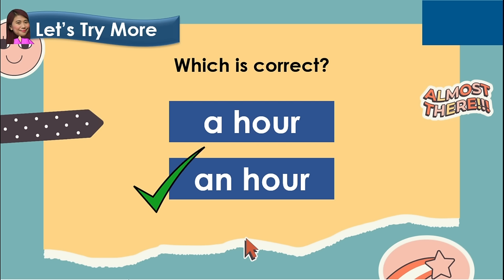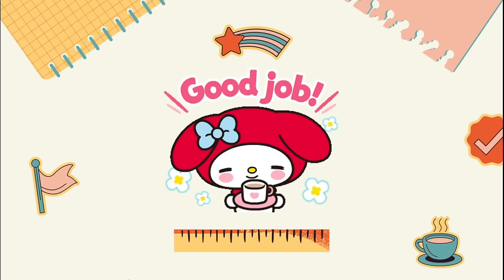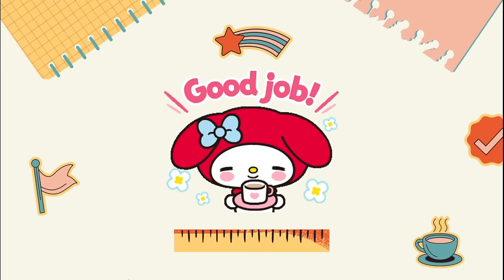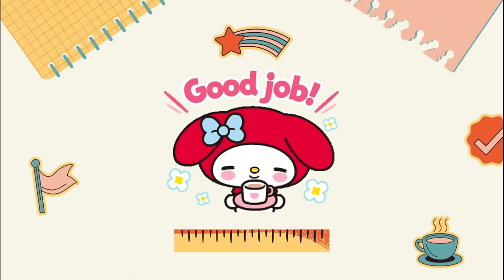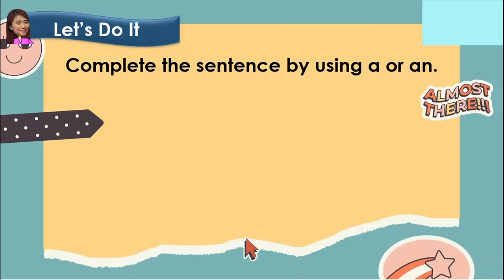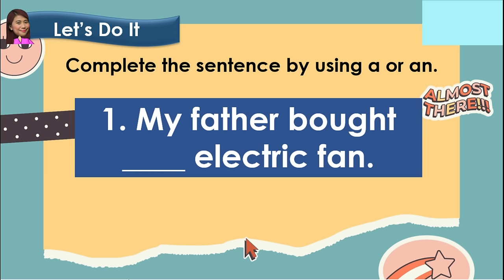How many correct answers did you get? Good job, kids! Now let us proceed to our next activity. Let's do it! Complete the sentence by using a or an. Number 1. My father bought blank electric fan. What do you think is the correct article for number 1? Type now your answer in the comment box. And the answer is an. My father bought an electric fan.